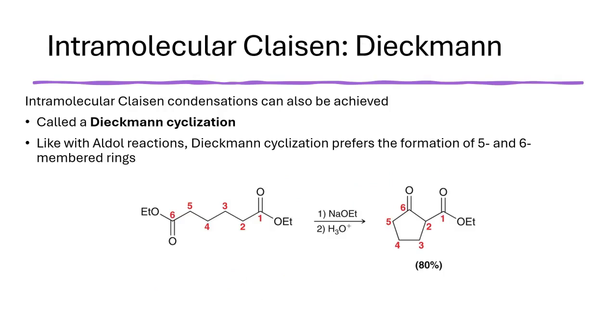Intramolecular Claisen. These condensations can be achieved and are called Dieckmann cyclization reactions. Like aldol reactions, these cyclization reactions prefer the formation of 5- and 6-membered rings.